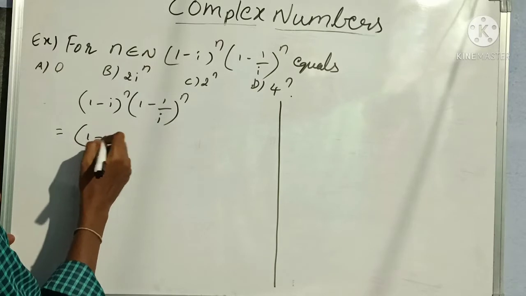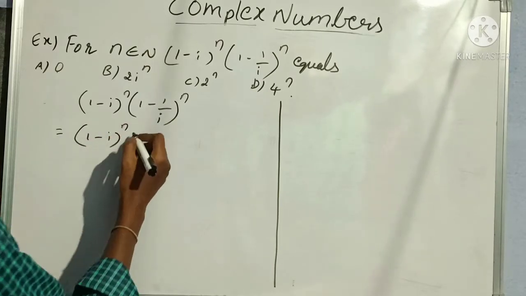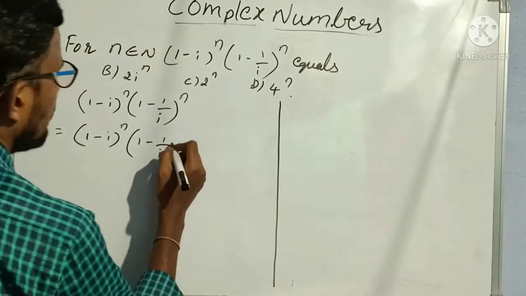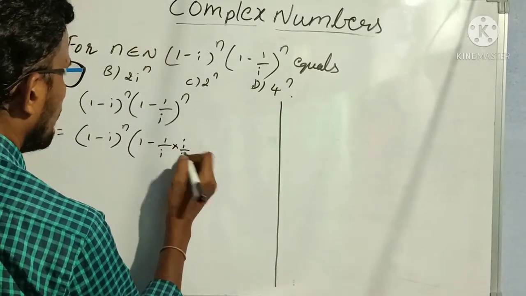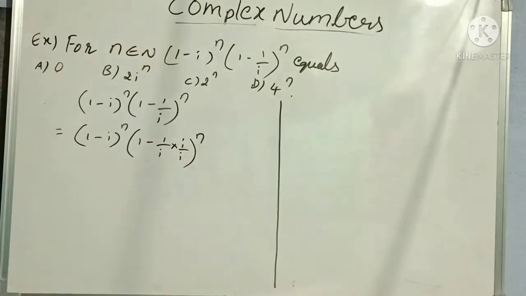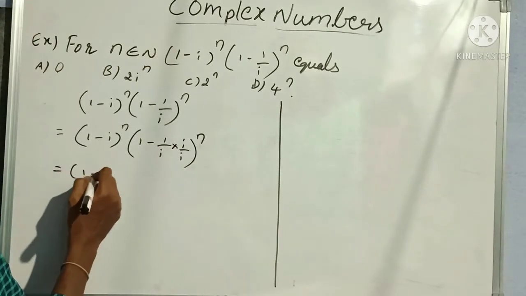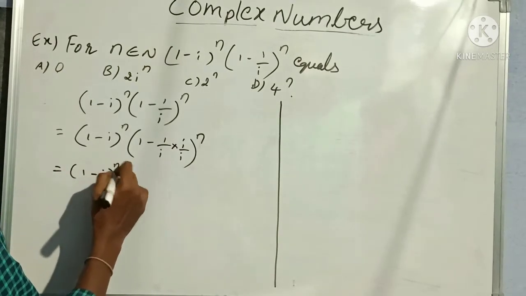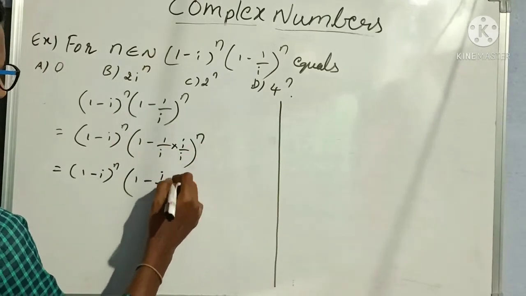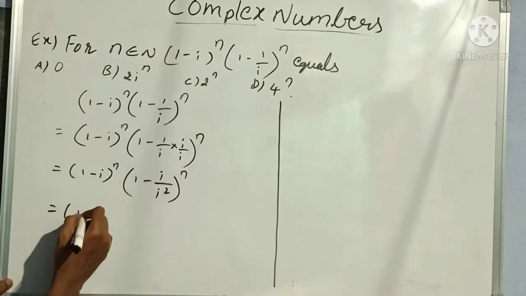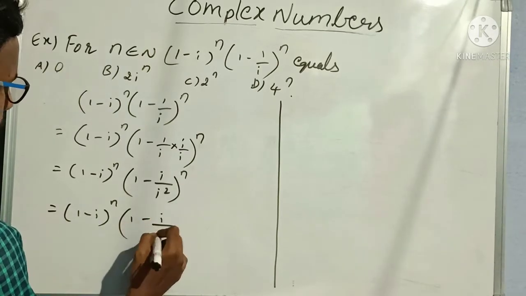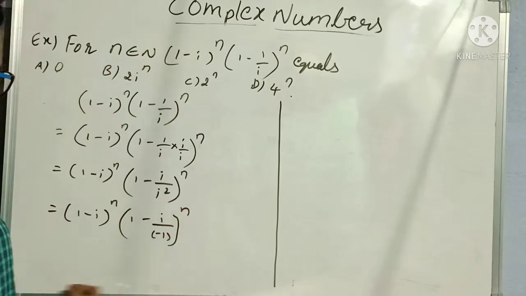What I will do is keep (1 minus i) to the power n as it is. For 1 minus 1 by i, I have already explained in the previous problem: when you get i in the denominator, multiply the same fraction by i on both numerator and denominator. So that is equal to (1 minus i) to the power n into (1 minus 1 into i is i by i into i is i square) to the power n. That is equal to (1 minus i) to the power n into (1 minus i by i square, whose value is minus 1) to the power n.